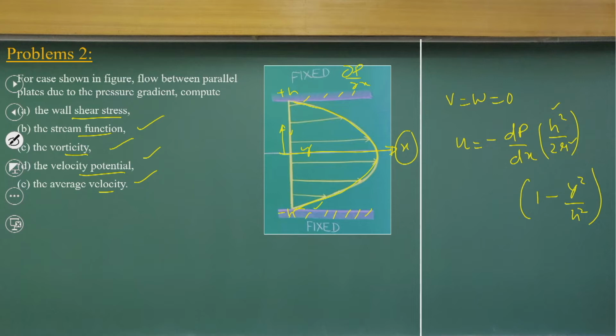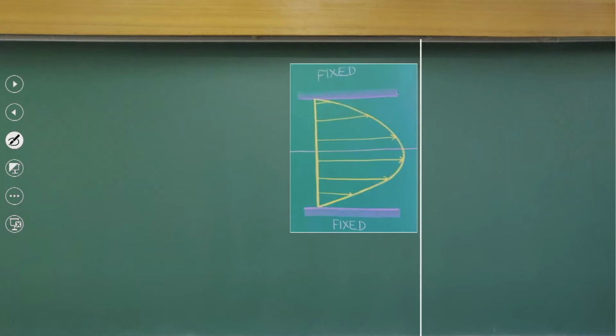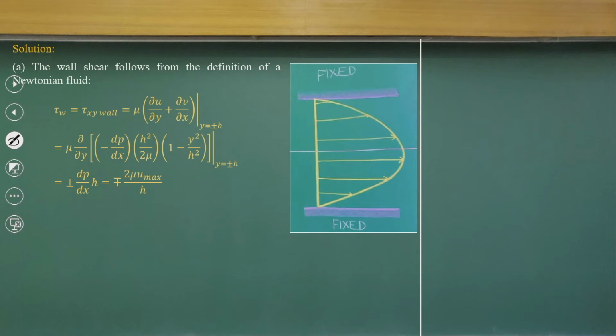So, you first have to know the velocity field, which is a function of dp by dx, that means p is varying only in the x direction. If it is that, we can compute this part. Now I am just substituting wall shear stress using Newton's law of viscosity. We can get tau xy at the wall.